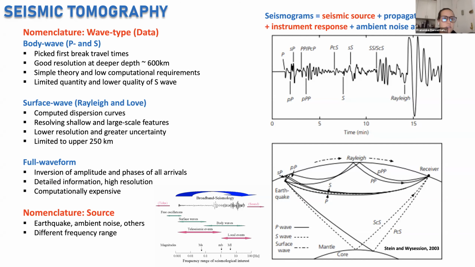Okay, and it looks like we have two other questions. So the first question is, how is the correlation function computed when you have multiple stations?